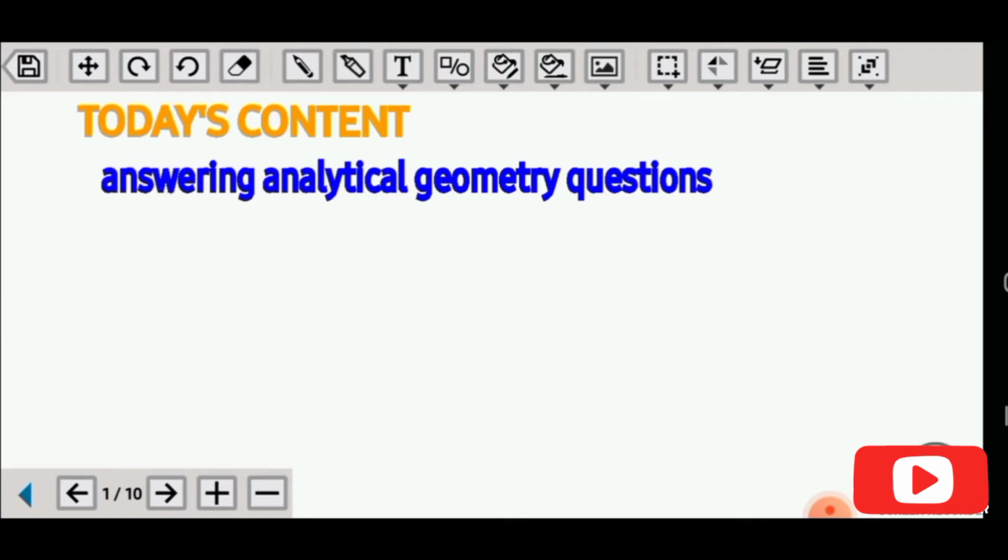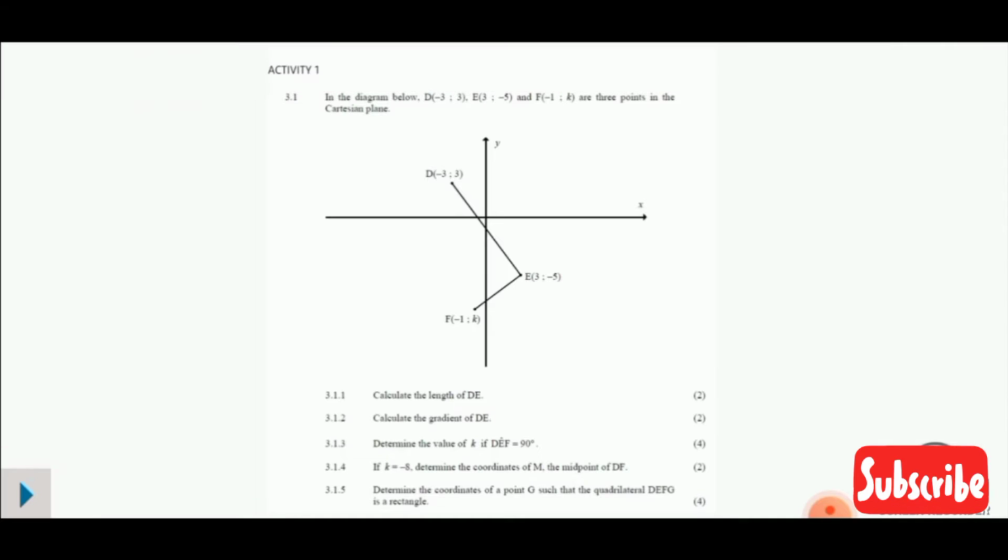So let's start. We have an activity here which says: in the diagram below, D, which is (-3, 3), E, which is (3, -5), and F, which is (-1, k), are three points in the Cartesian plane. The first question, question 3.1.1, says calculate the length of DE. So what we have to do here is use our length formula to calculate the length of DE. Let's go do that.